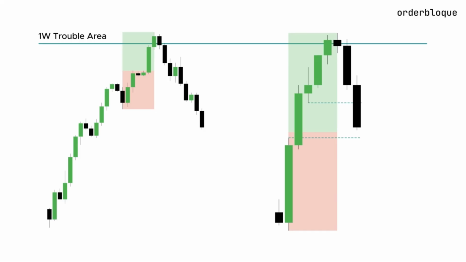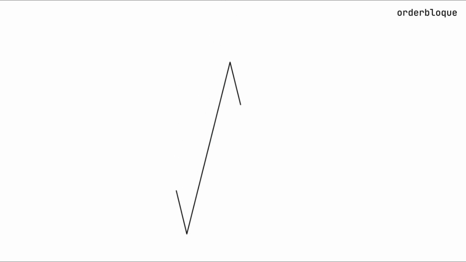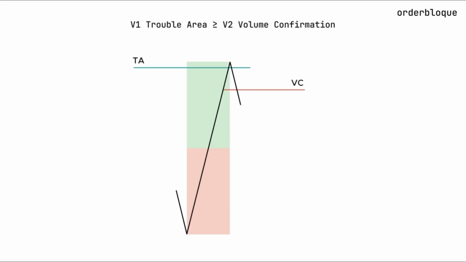The second indicator is especially applicable to situations where the price, in the context of a trouble area, confirms its readiness for a reversal. The formula looks as follows. Variable 1, trouble area, is equal to or greater than variable 2, volume confirmation. If this occurs, we can expect a deeper correction or complete invalidation of the dealing range, especially when it doesn't contain liquidity or inefficiency zones and is not high resistance.